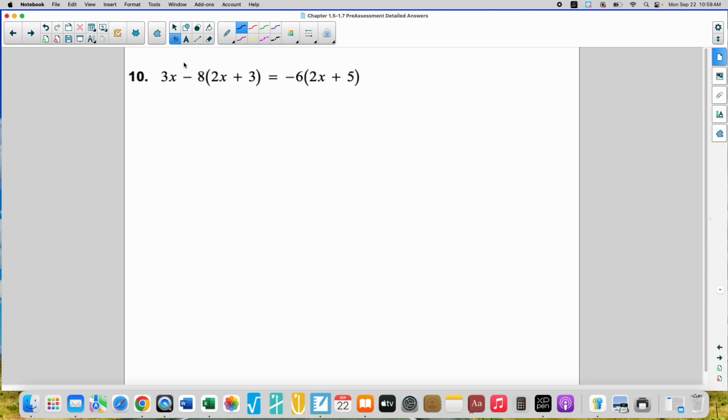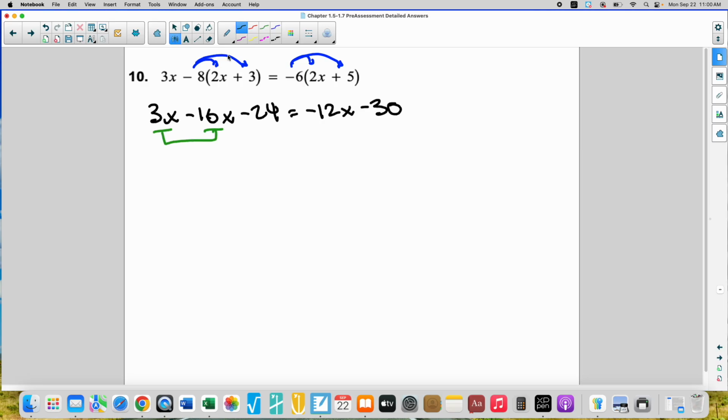Ooh, this is a good one. We can't combine those. Those are unlike terms. This is -8 distributing into this, and this is -6 distributing into that. So we get 3x, and then -8 times 2x is -16x, and -8 times 3 is -24, equals -6 times 2x is -12x, and -6 times 5 is -30. Like terms, yep, on the same side. Let's simplify. That's -13x minus 24 equals -12x minus 30.